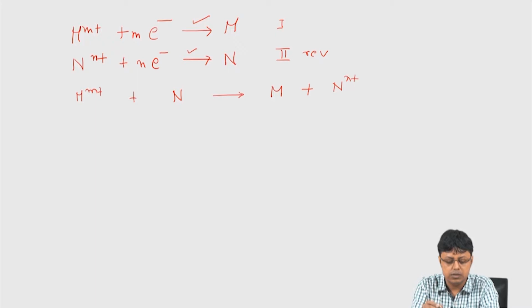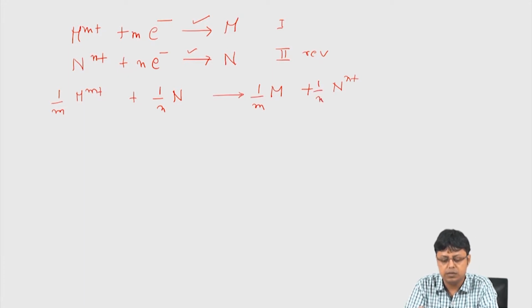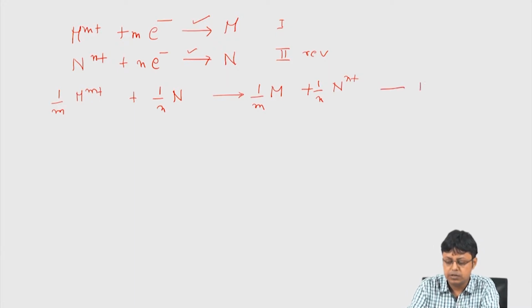So, what we can do is divide the top reaction by M and the second reaction by N, so that the number of electrons exchanged are equal. So, we could write 1 over M here, and 1 over N here. So, now you see that the electrons will also be balanced. So, this is nothing but reaction 2 minus reaction 1.